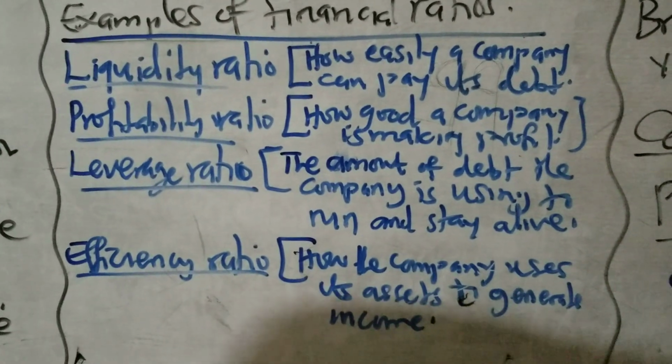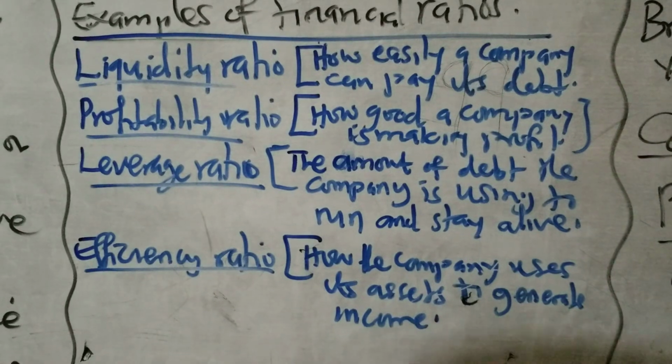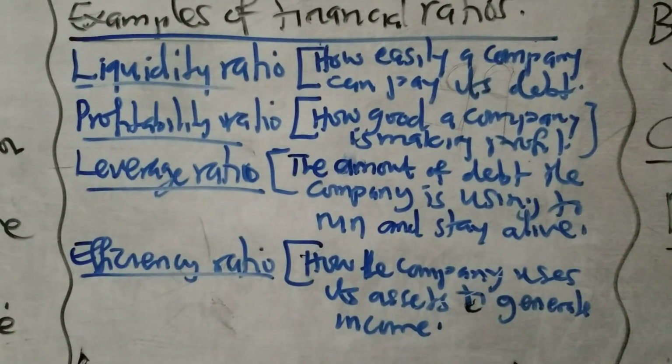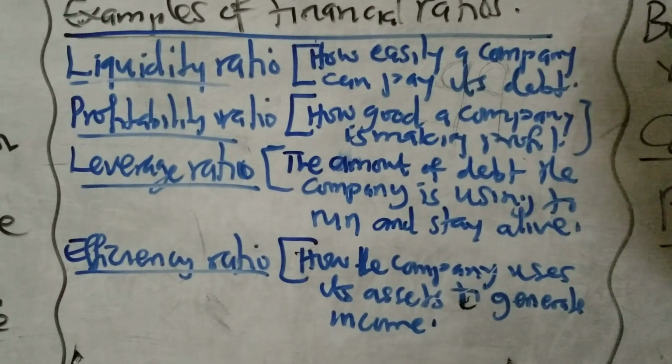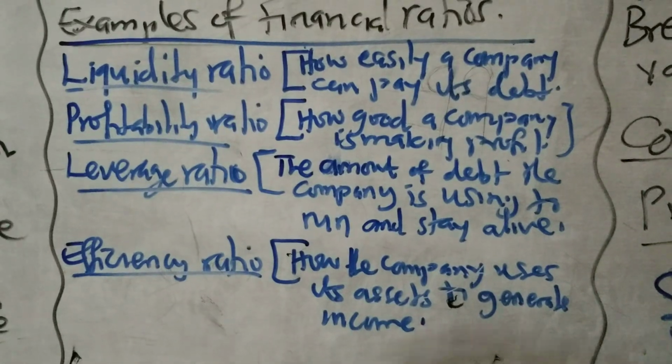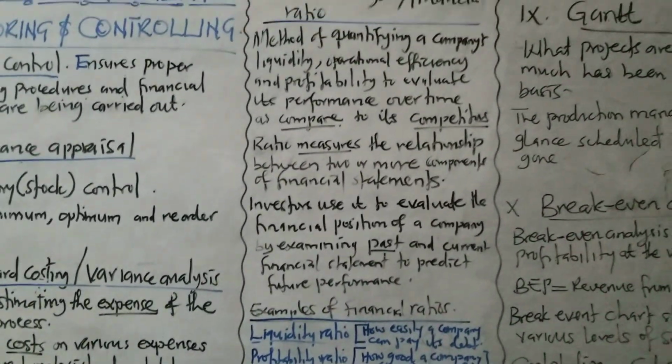Then you have efficiency ratio. When you hear even the name efficiency ratio, it will determine how the company uses its assets to generate income. How efficient is the company? So that is the financial ratio.